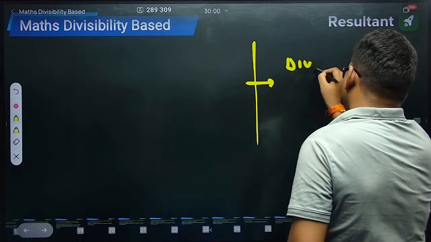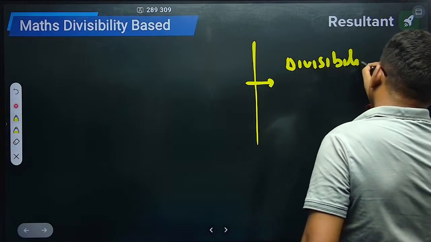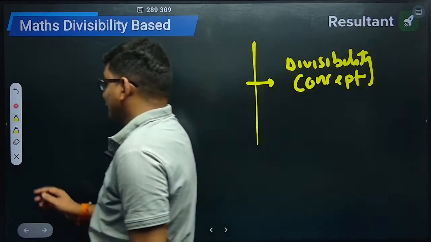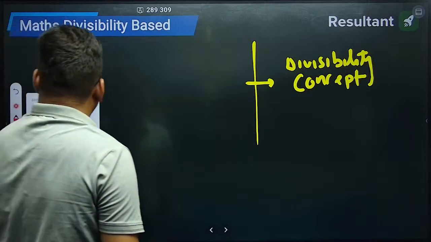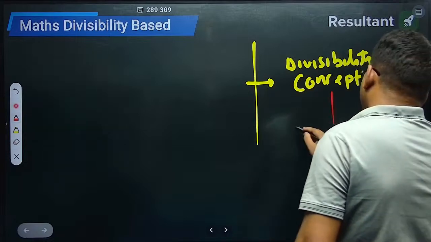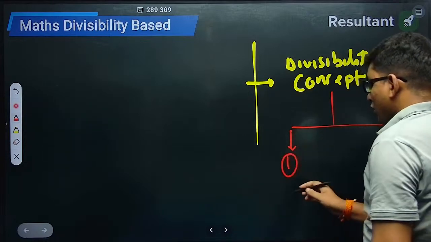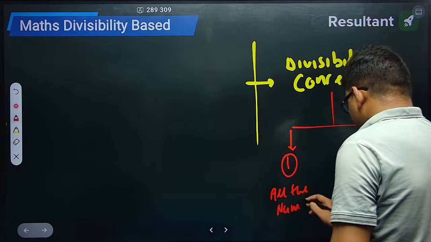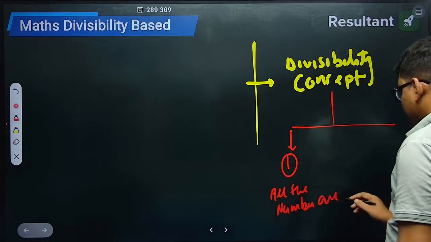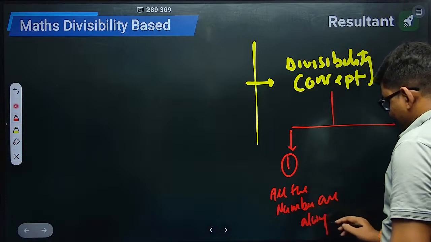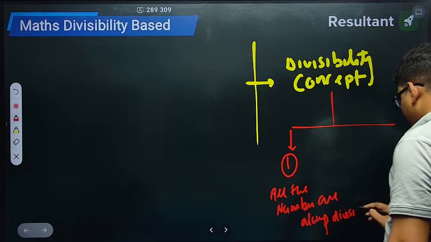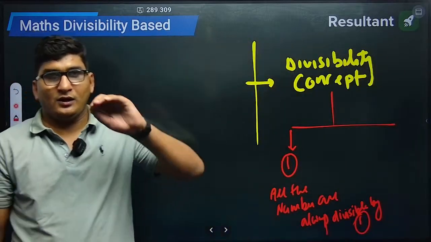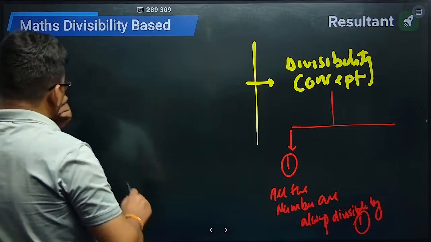Divisibility concept, correct? I told you recently, divisibility of 1: all the numbers are always divisible by 1. Every number in the world will be divisible by 1, if that is a natural number.